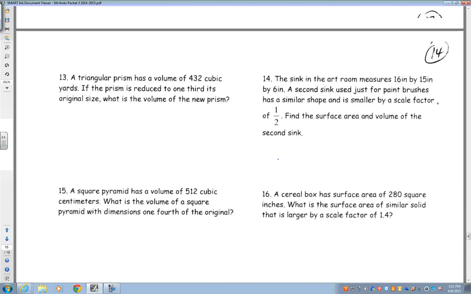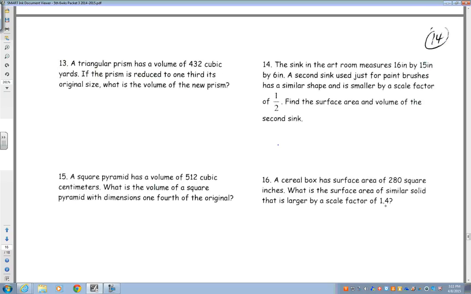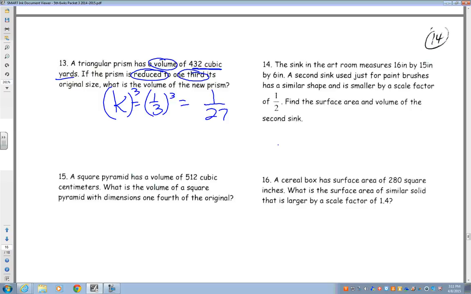All right, on the back, let's talk about this, because we didn't have a high percentage on this one. So, on 13, it says that the triangular prism has a volume of 142 cubic yards. It is reduced to 1/3 its original size. Yes, the scale factor is 1/3. Because we're dealing with volume, yes, we cube it. Whenever it's dealing with volume, you cube it. So we get 1/27, okay?